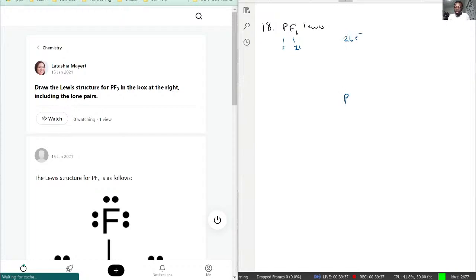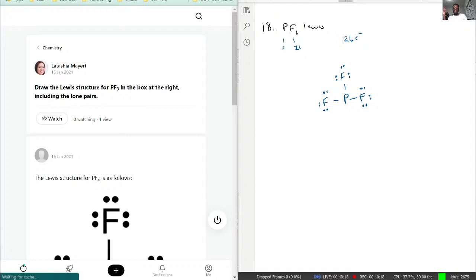So we have phosphorus and 1, 2, 3. Or better yet, maybe we better just do it like this. And you'll soon see why I chose this shape. So with this, we have a fluorine, fluorine, fluorine. And we're now going to fill in the rest of these. We have 1, 2, 3, 4, 5. 1, 2, 3, 4, 5. 1, 2, 3, 4, 5, 6. I don't know why I didn't just put 6. I guess I was still thinking of oxygen.